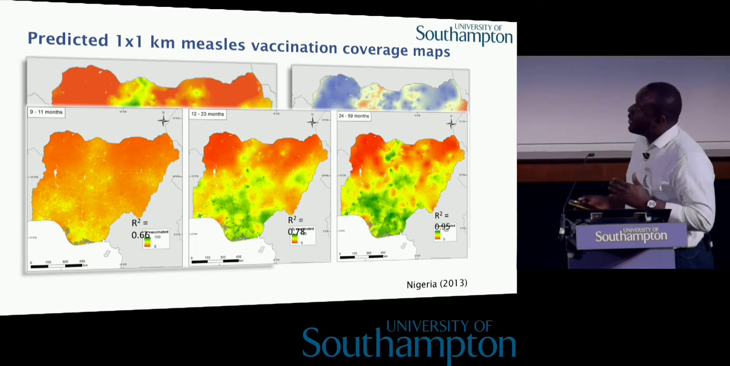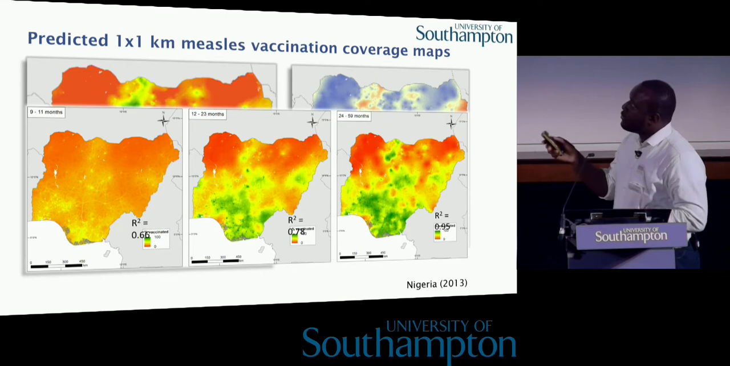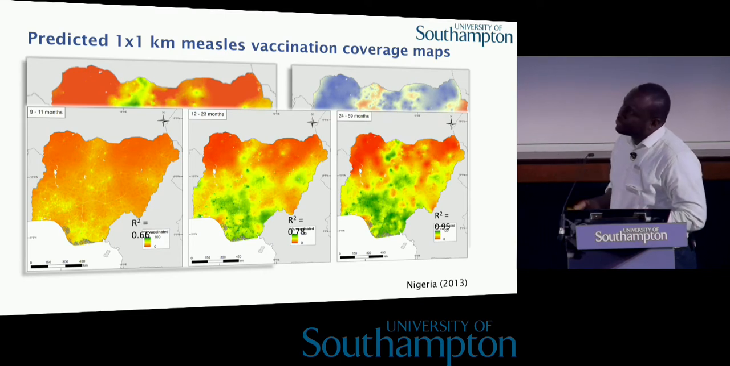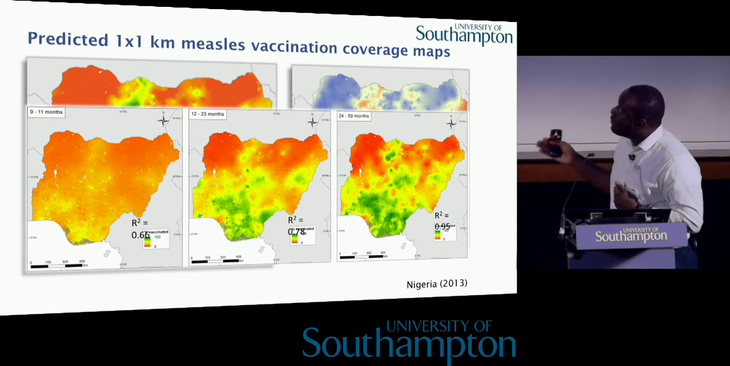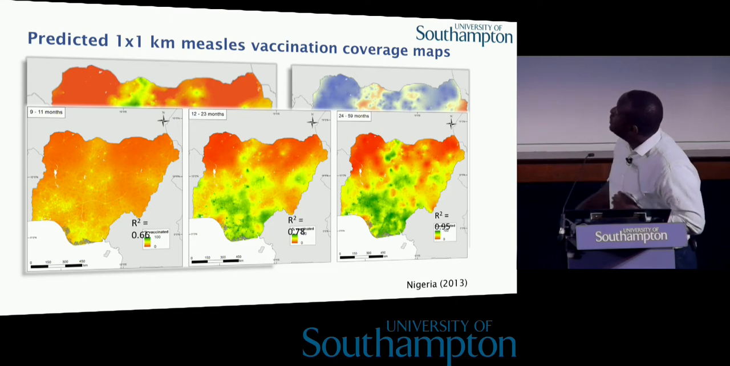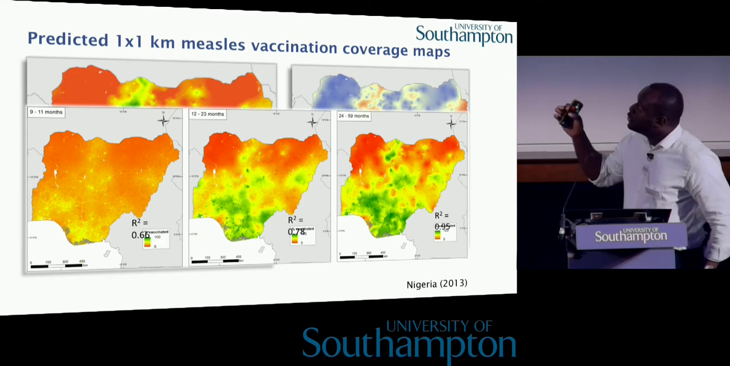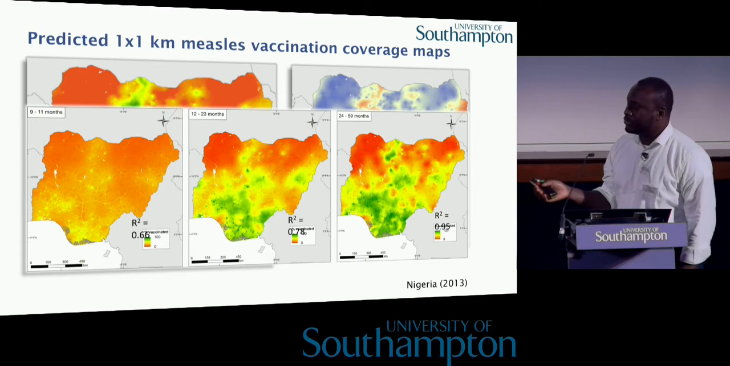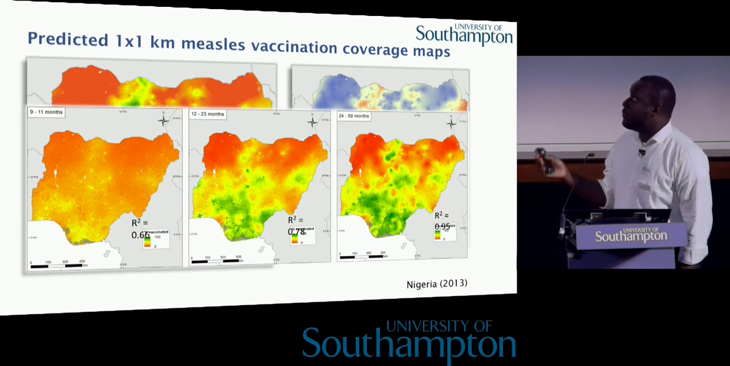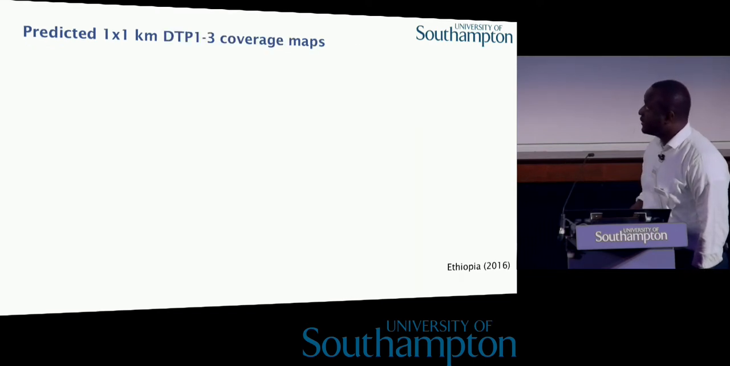So here we have age-structured maps of vaccination coverage. There we have a map of vaccination coverage for children aged 9 to 11 months. There we have a coverage map for children aged 12 to 23 months. And then we have a map for children aged 24 to 59 months. And you can see that children are not getting vaccinated in this country on time when they become eligible to receive measles vaccines. But as they get older, more and more children are getting vaccinated.